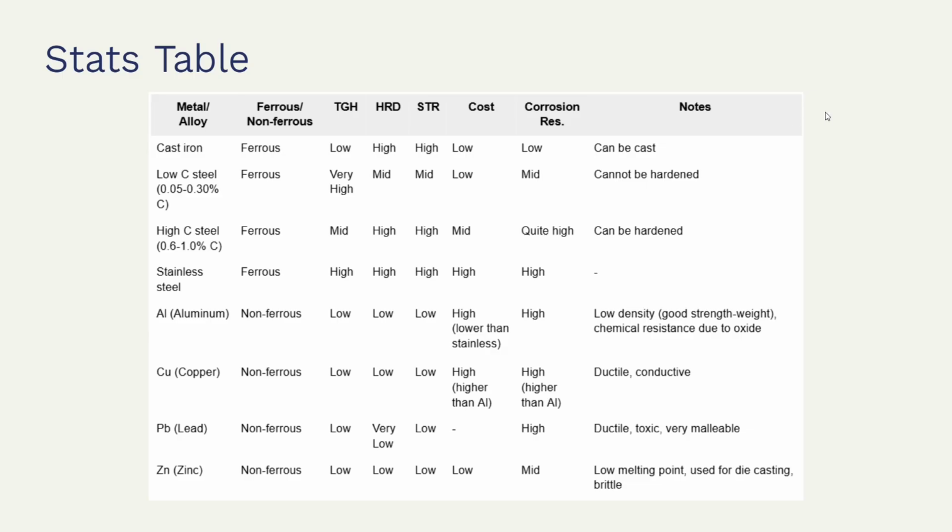Here's a quick summary of the relevant metals and alloys. We have whether or not they're ferrous, their relative toughness, hardness, strength, cost, and corrosion resistance. And we also have some special notes for certain metals and alloys. This should be taken with a huge grain of salt, as the ratings are arbitrary and should only be used to get a general idea of the relative stats of each metal or alloy.